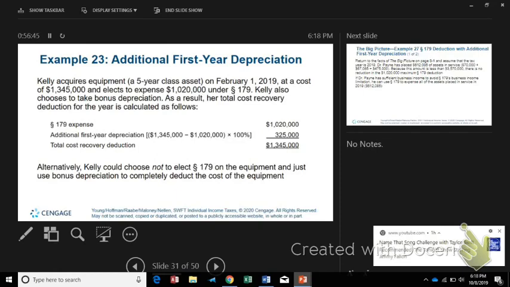Alternatively, Kelly could elect not to take section 179 and just take the bonus depreciation to completely deduct it. So she doesn't, I'm assuming it's a she, does not even need to take 179. She could just say, I'm taking the bonus depreciation, $1,345,000. So either one of those allows her to completely depreciate it, which allows her to have the expense on her income taxes, which is allowing her to minimize her income. Now, keep in mind, in the end, you can't go negative, right, on your business income. So that's going to be it.